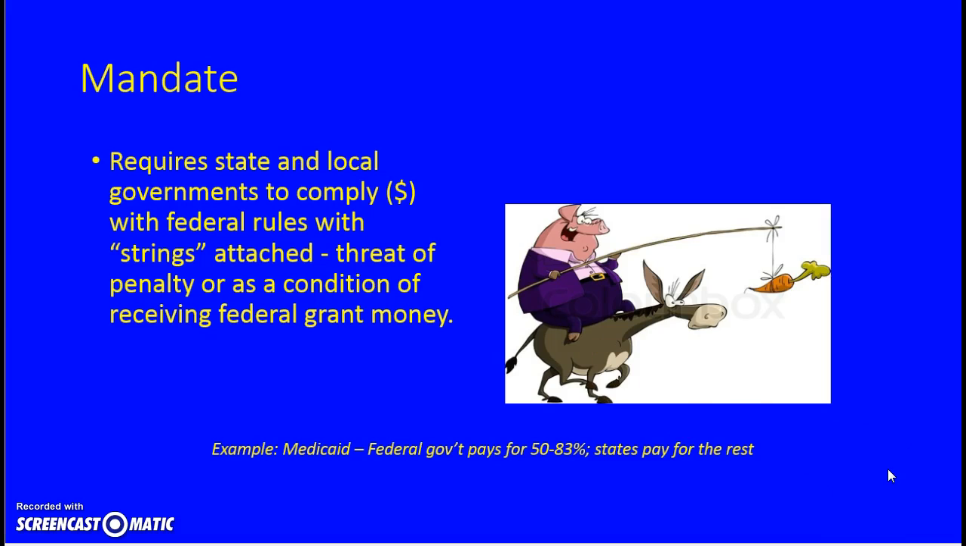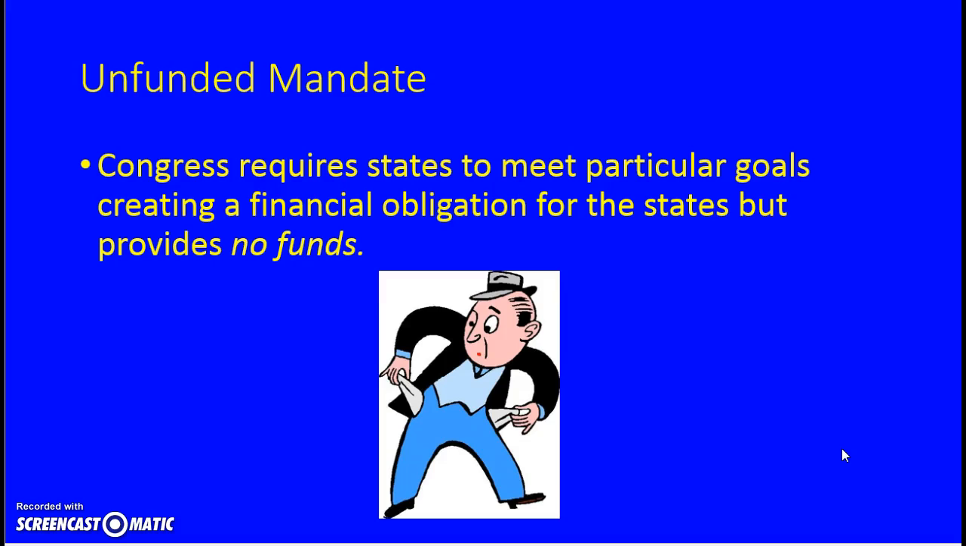Now let's talk about the word mandate. A mandate is a requirement. It's something that the states must do. There are funded mandates and unfunded mandates. Unfunded mandates are not making the states happy. As a result, the states have to pay for whatever program it is the government wants them to implement. But no matter what, the states are required to comply with whatever it is the government wants them to do. With an unfunded mandate, the states are required to meet particular goals, costing the states money, but no funds are provided by the federal government.